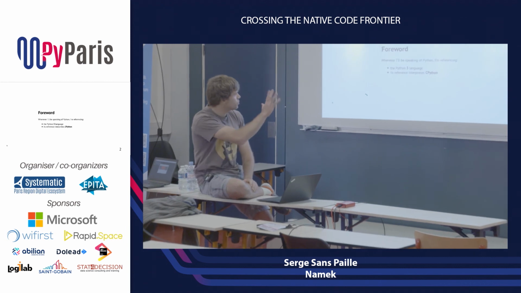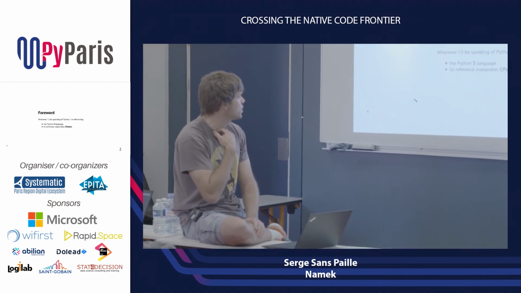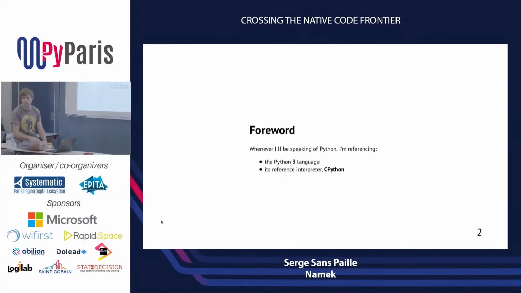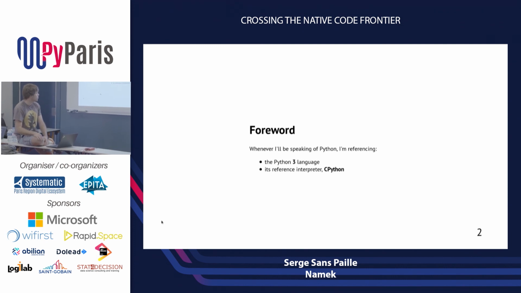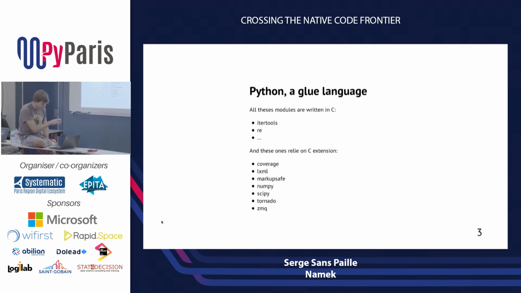OK, so whenever you see Python code, it's Python 3, obviously. And whenever I speak about Python or the Python interpreter, it's the CPython implementation. Some things I will tell you are valid for other interpreters of Python, like Jython or PyPy, but some of them are not. So these are the assumptions.